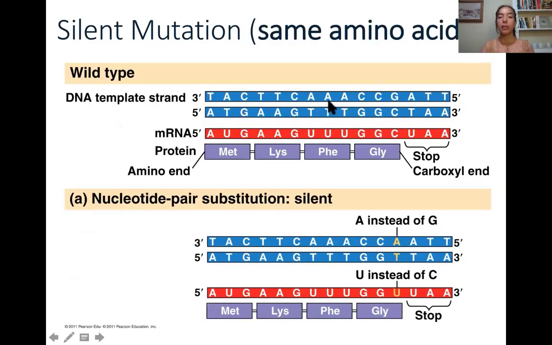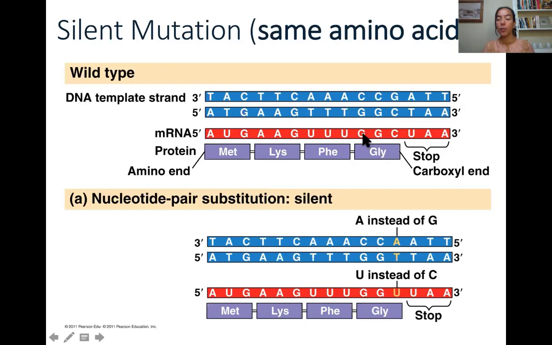So now let's take a look at this. In a silent mutation, the result of the mutation is going to be the same amino acid. Let's take this for example. We have our double-stranded DNA, right? Then the upper strand is going to function as the template for the messenger RNA, and the result is going to be this molecule that, remember, will have the uracil. And if we look at these triplets, we're going to have a methionine in the first codon, and then AAG codes for a lysine, and UU for phenylalanine, and GGC for glycine.